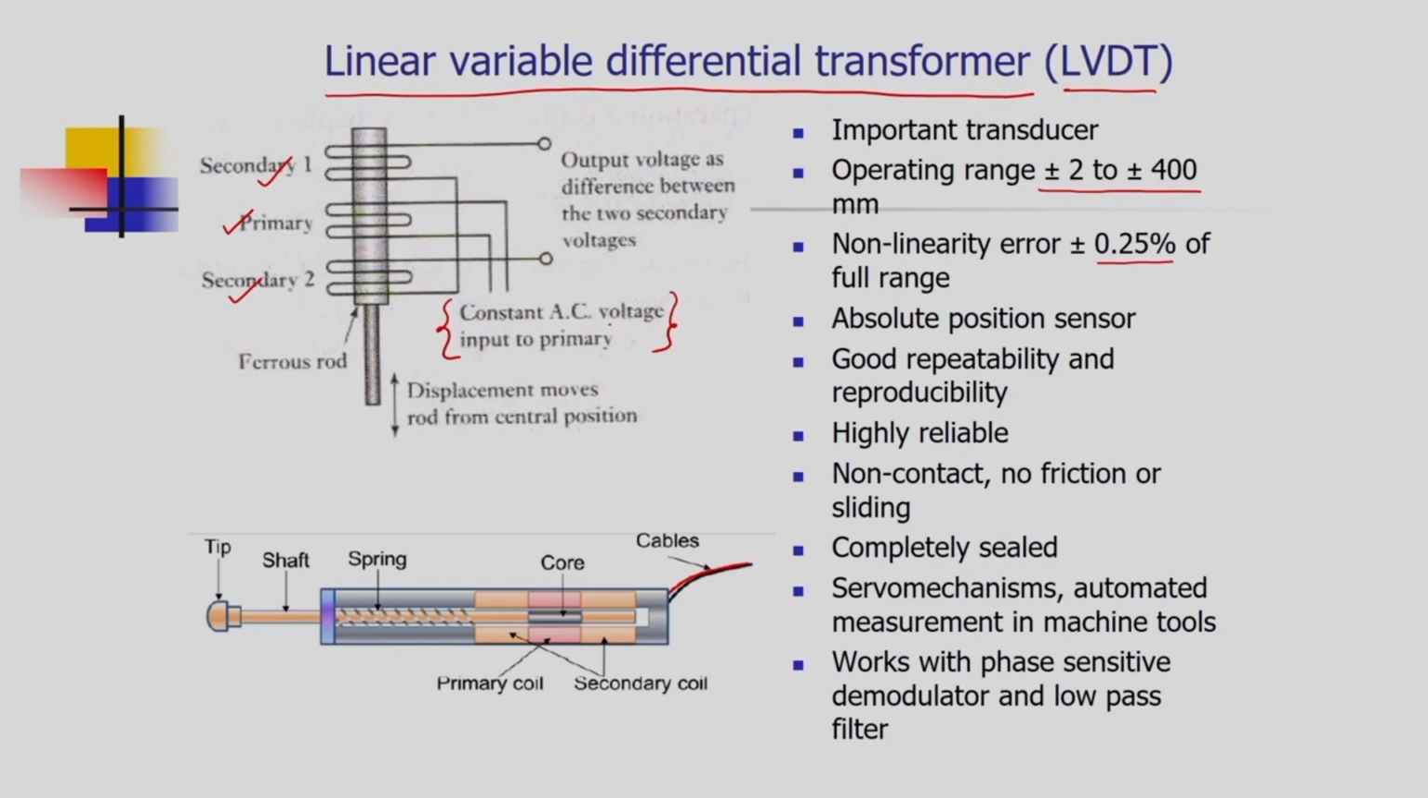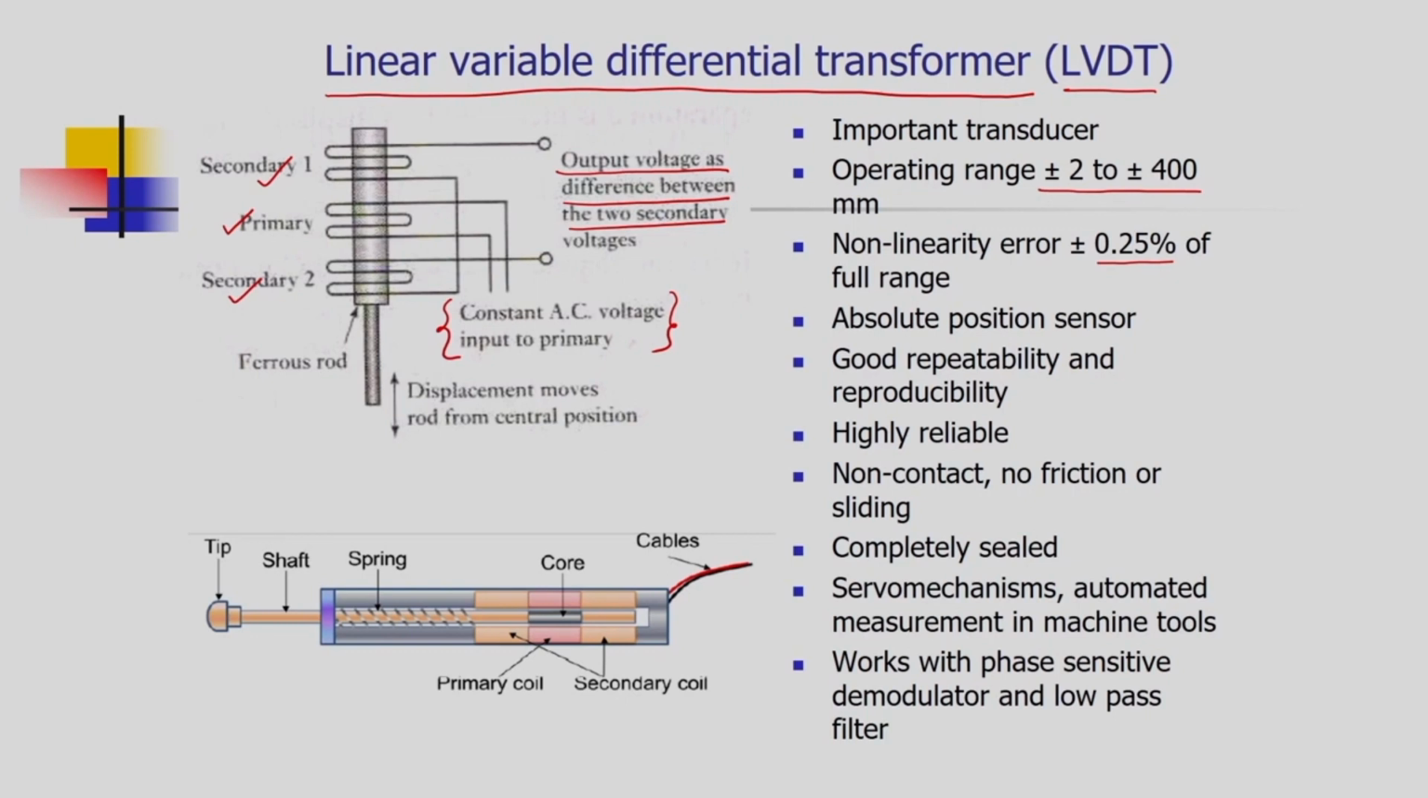When we apply constant AC voltage input to the primary coil, it generates an alternating magnetic field. That alternating magnetic field will generate the electromotive force in secondary coil number 1 and secondary coil number 2 through the ferrous rod. When the overlap of the ferrous rod in secondary coil number 1 and secondary coil number 2 is equal, then we are getting the output voltage as 0. Why is it 0? Because secondary coil 1 and secondary coil 2 are connected in opposite direction. So, their magnitudes are the same, but the signs are opposite.